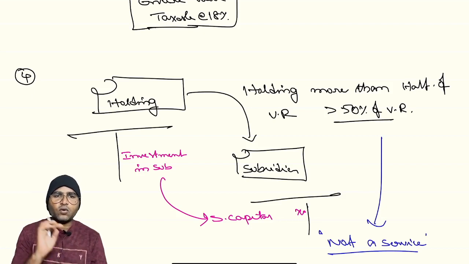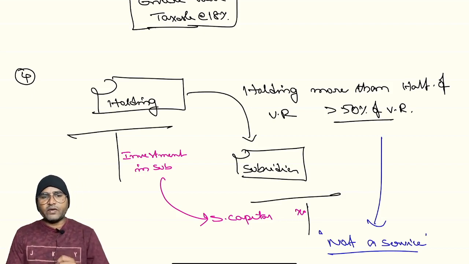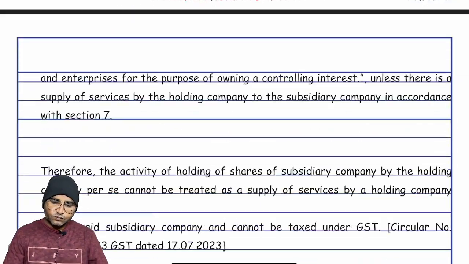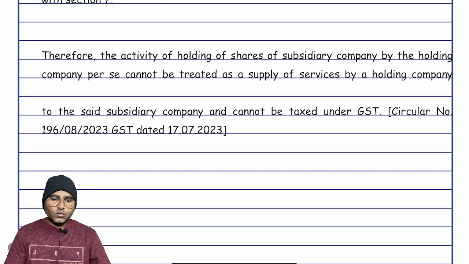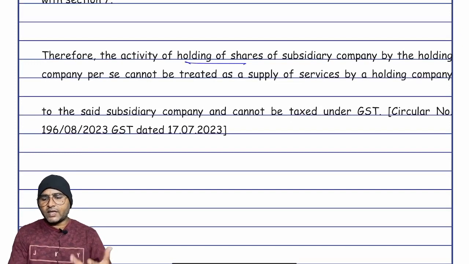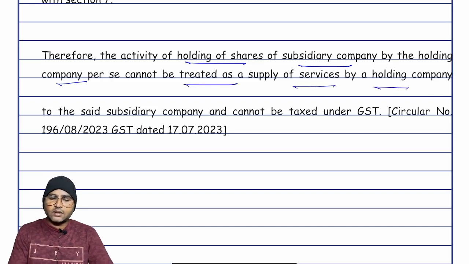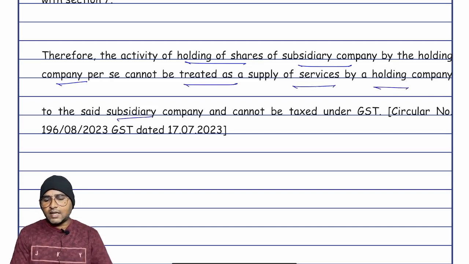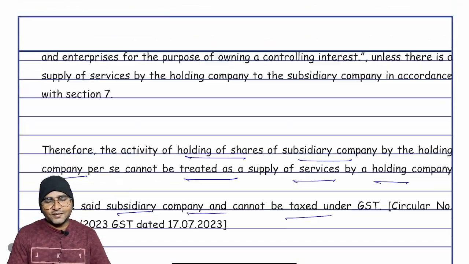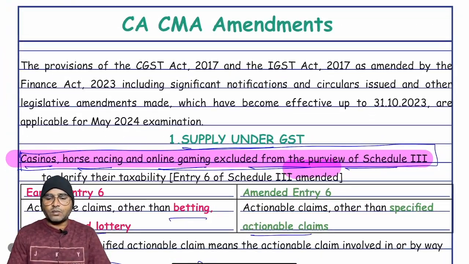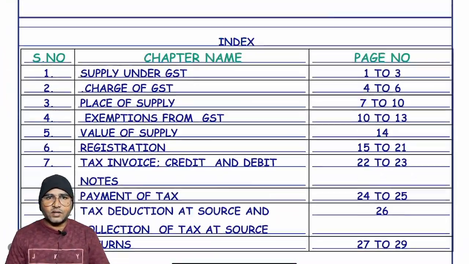Right, these are the 4 clarifications or notifications given by the department and which are applicable for your examination, right? So therefore the activity of holding shares in a subsidiary company by the holding company per se, that is directly, cannot be treated as a supply of service by the holding company to the said subsidiary company, and it cannot be taxed under GST. Right, done. So those 4 amendments we covered in the first chapter, supply under GST. Are you clear?